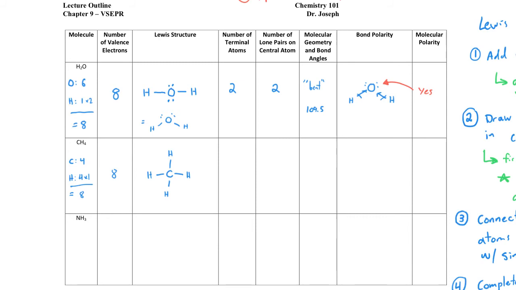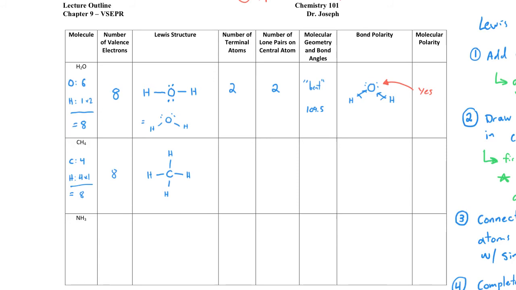Now we're going to move on to the VSEPR theory component. So we're going to fill out the column for the number of terminal atoms, the number of lone pairs, and then the shape as well as the bond polarity and the molecular polarity. So go see if you can fill out these columns accurately and double check yours against mine that I'm about to show here.